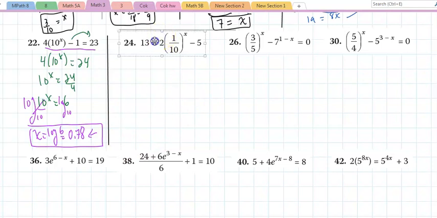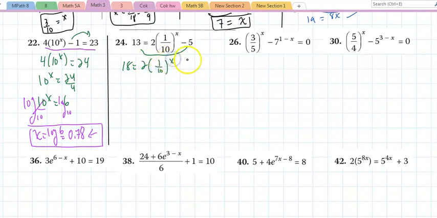Looking at 24, I see the same thing. I say, okay, well, I see an exponential. Let me aim for the shortcut. We always do. So, move the 5 over. That's 18 equals 2 times 1 over 10 raised to the x. Divide by 2, 9 equals, and if I move this up, I should have done that here. I'm going to have to move that up, right?